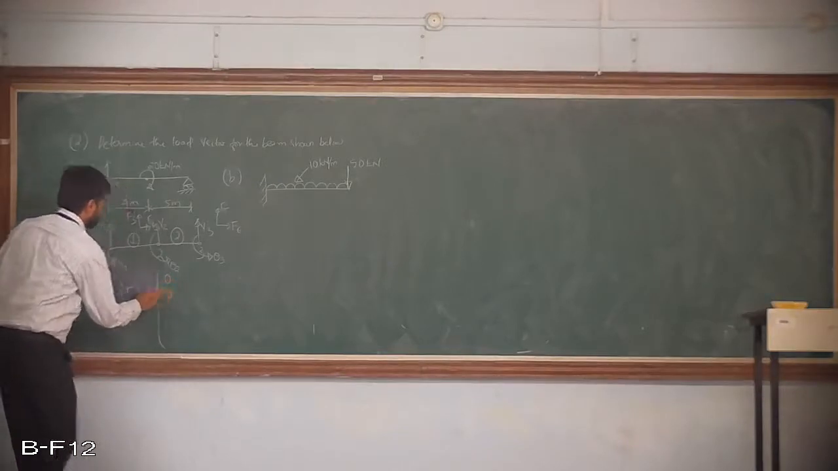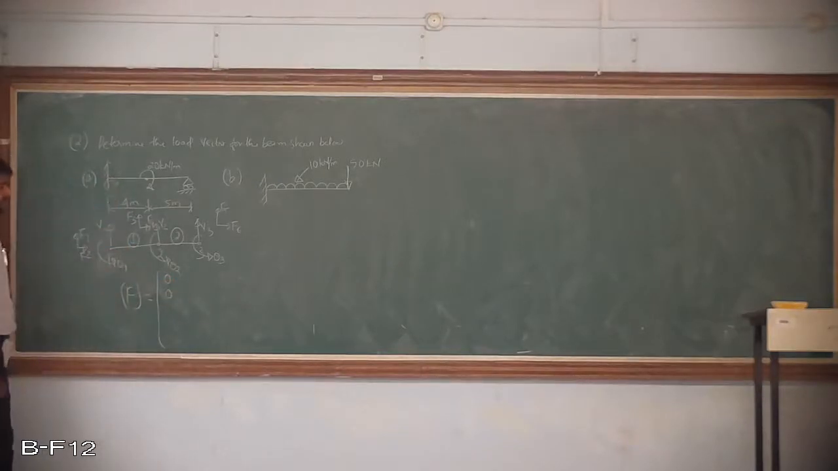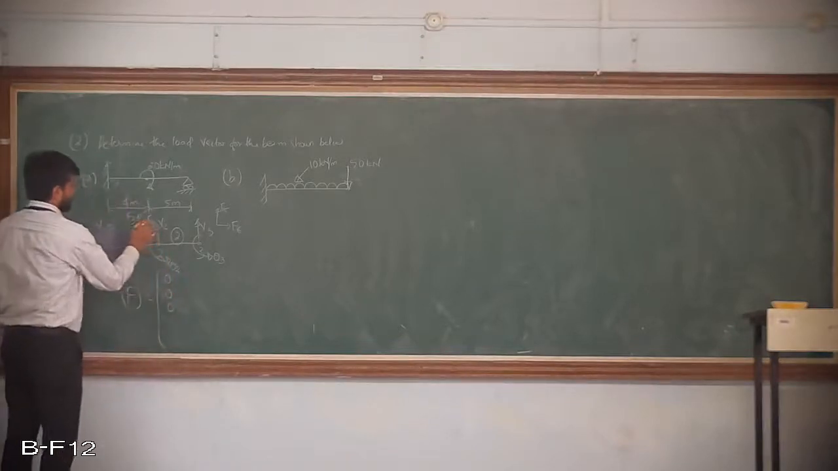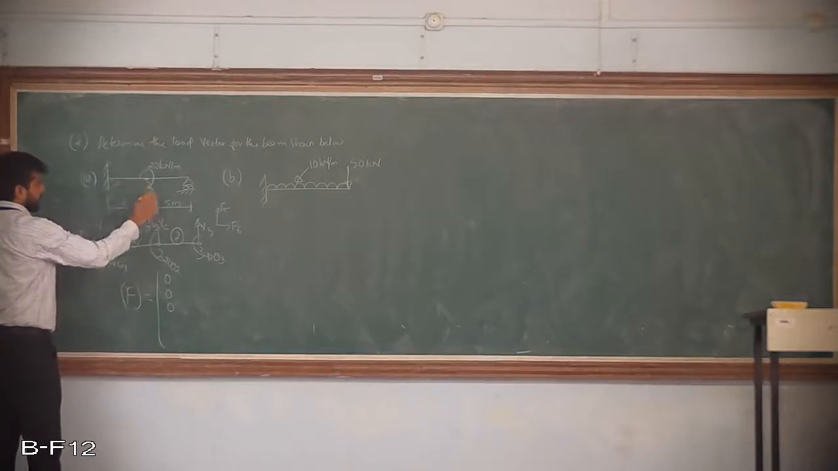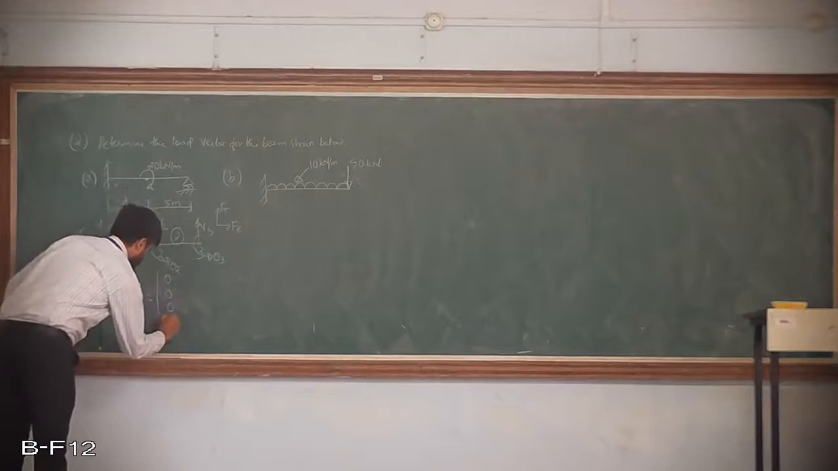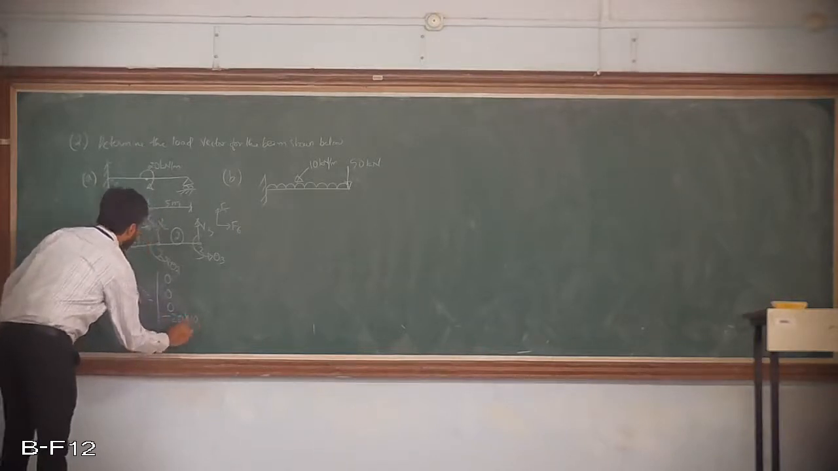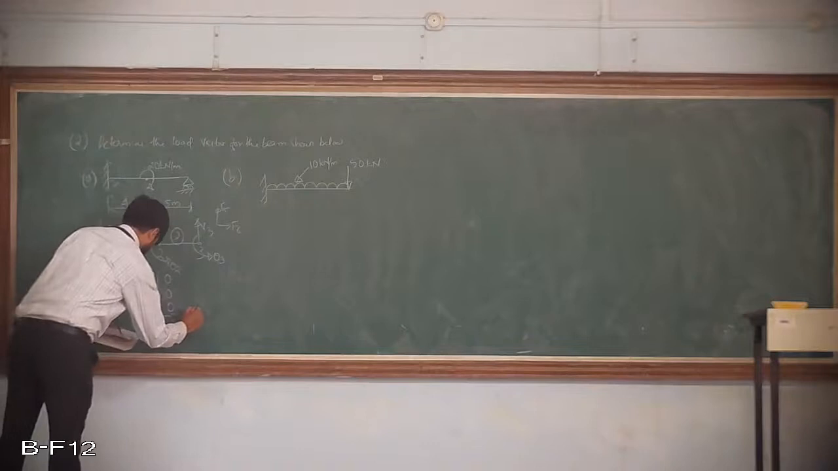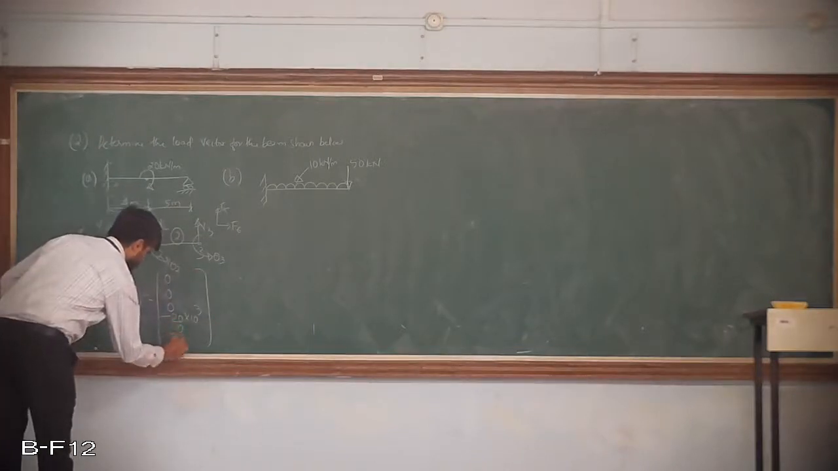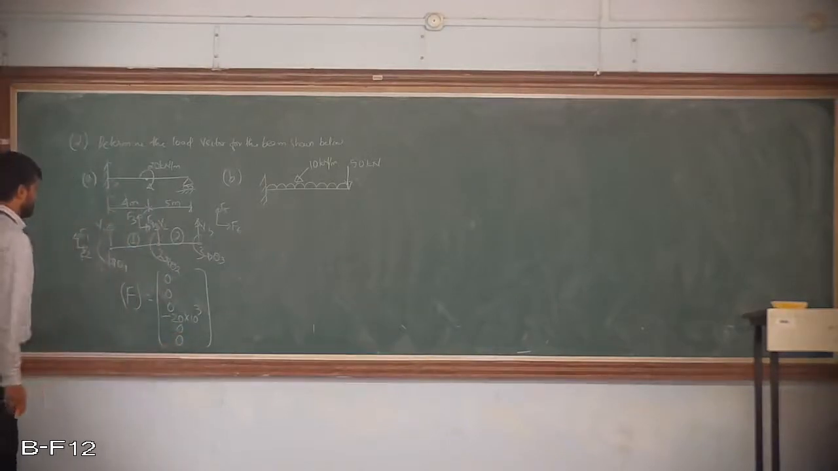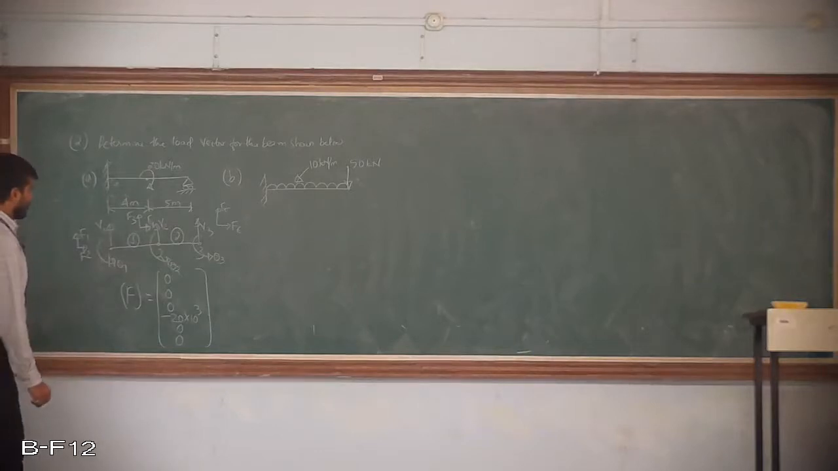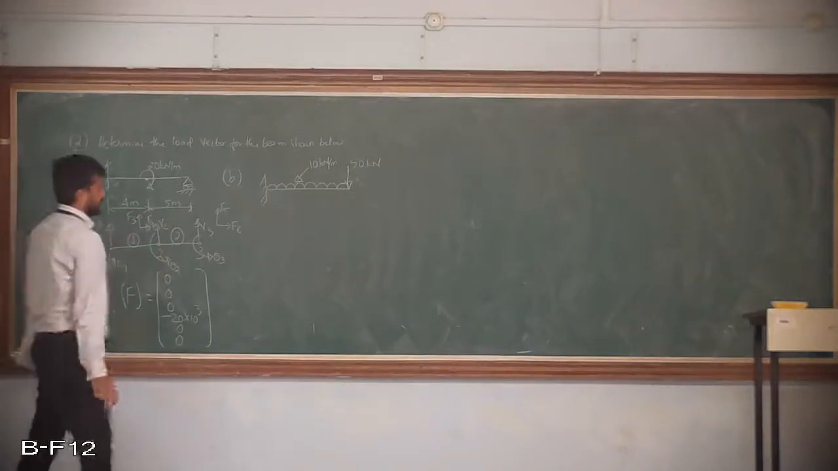So 0, 0, as there are no forces at the first node, and at the second node there is no force in the upward direction, but there is a movement. That is why I take it as theta 2 for that, so minus 20 into 10 raised to 3. And next is 0 and 0. So this is the final load vector equation for this first problem.